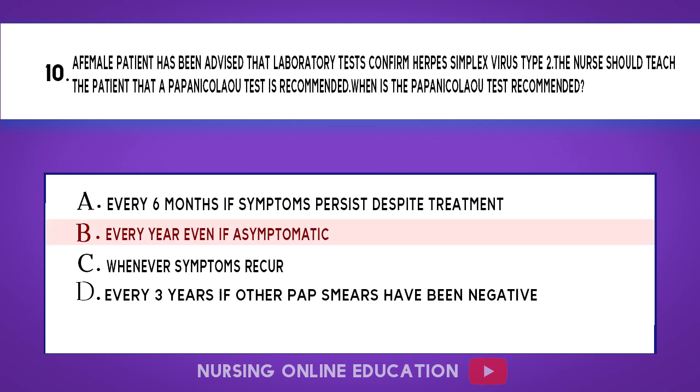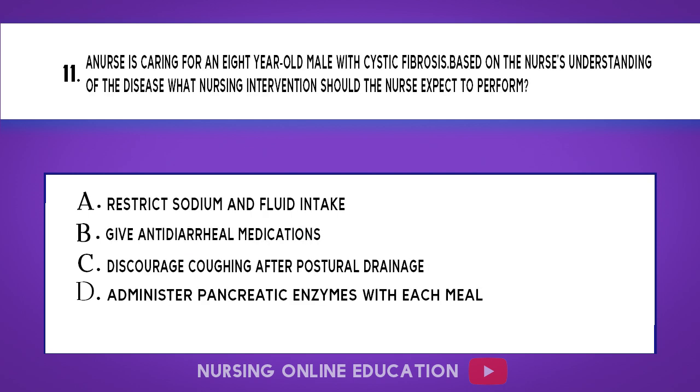Every year even if asymptomatic. 11. A nurse is caring for an 8-year-old male with cystic fibrosis. Based on the nurse's understanding of the disease, what nursing intervention should the nurse expect to perform? A. Restrict sodium and fluid intake. B. Give antidiarrheal medications. C. Discourage coughing after postural drainage. D. Administer pancreatic enzymes with each meal. The answer is option D.